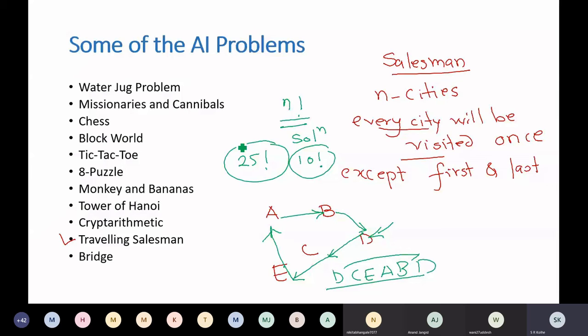Here we don't need the best solution, you need a feasible solution, or a solution which is acceptable. So how to solve this problem on a computer? That is the traveling salesman problem.